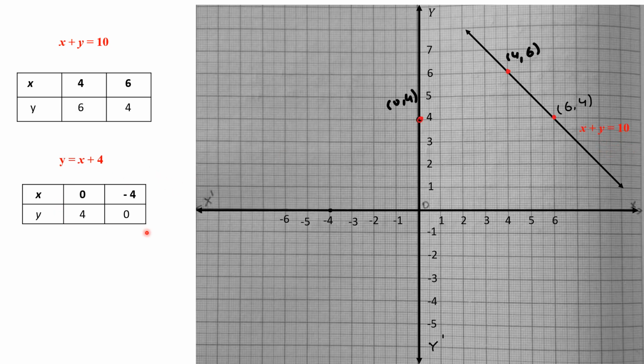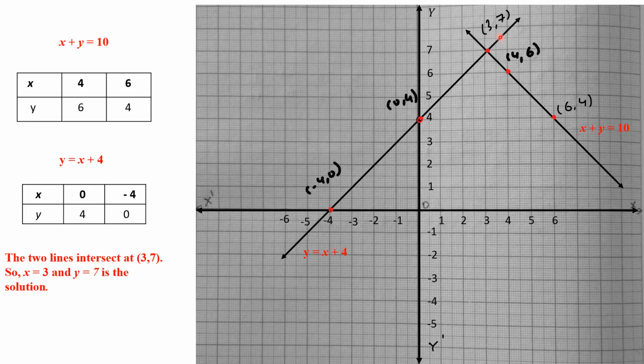Now let's plot the points for the other equation. So first is 0 comma 4, which is here, and then next one is minus 4 comma 0, which is here. Now again join both the points using a line, and the equation of the line is y equal to x plus 4. Now you can see from the graph clearly that both the lines are intersecting at a point where the coordinate of x is 3 and y is 7, isn't it? So from here you can say 3 comma 7, this will give the solution of the equation.